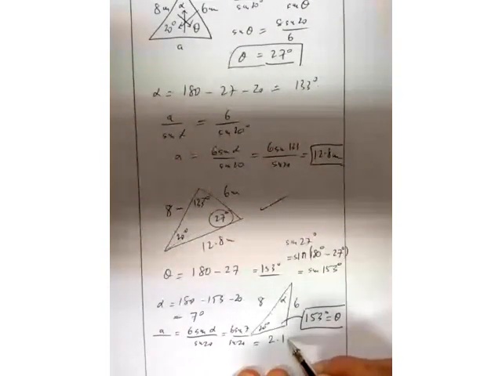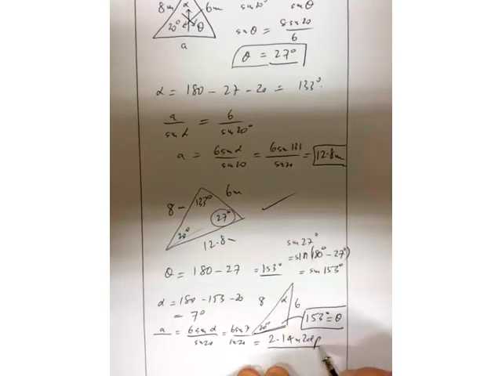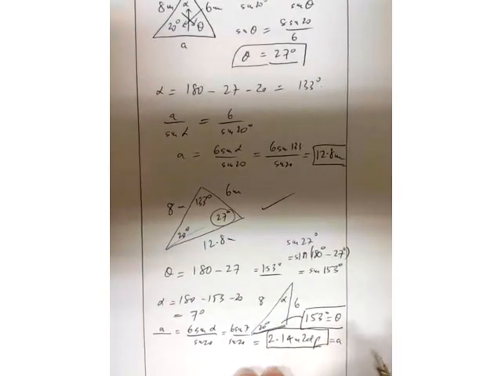So the answer now is 2.14 meters to 2 decimal places. So now this is shorter, right? So now you have a second set of answers. That's A with theta. That's A with theta. 2 sets of different answers.